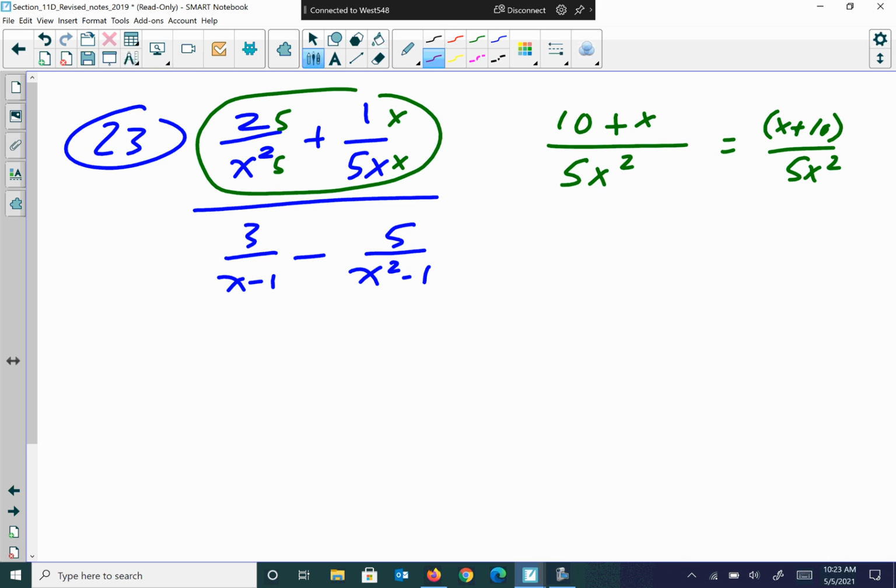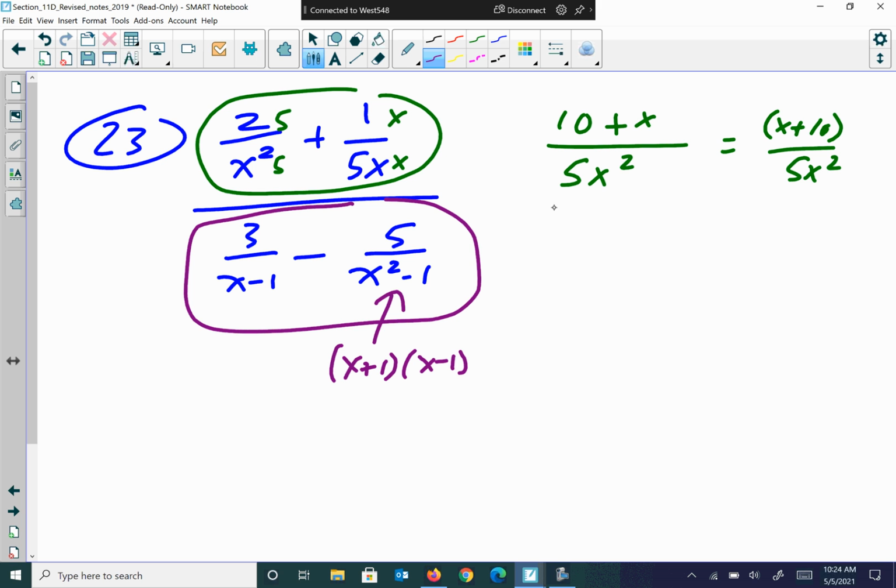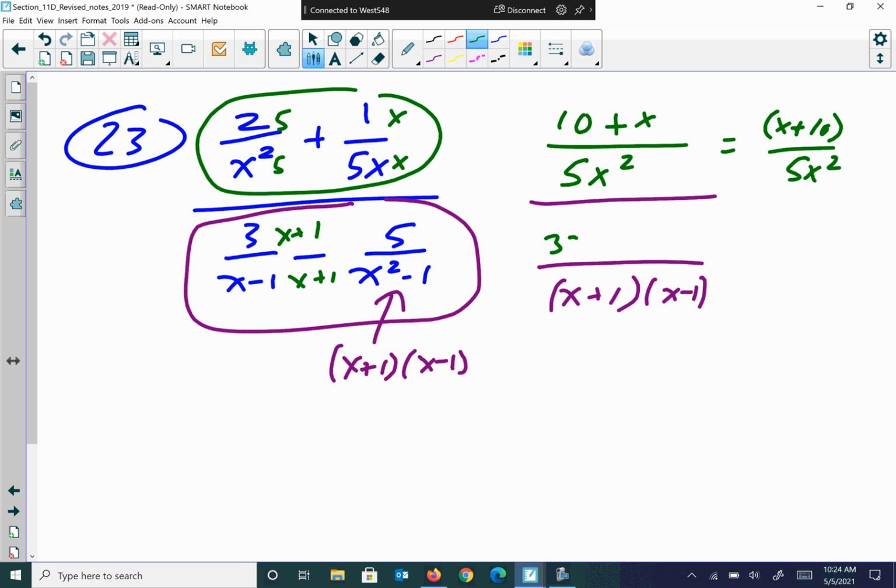And we'll take care of the bottom now. Recognize that's the difference of 2 squares, so that's x plus 1, x minus 1. So that's what my common denominator is going to be. I'm going to multiply this by x plus 1, x plus 1. Distribute that, so that's going to give me 3x plus 3 minus 5 over that. So this is going to clean up to be 3x minus 2 over x plus 1, x minus 1.